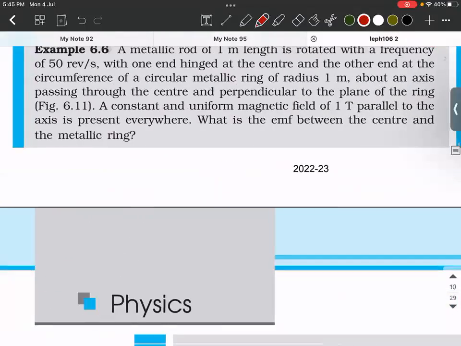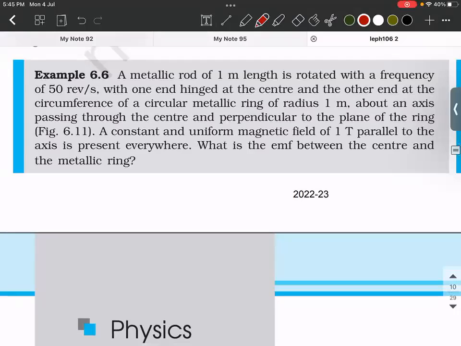So read this question carefully. There is a metallic rod of length 1 meter. And this rod is rotated with a frequency of 50 revolutions per second, or rotations per second, whatever you call it, with one end hinged at the center and the other end at the circumference of the metallic ring of radius 1 meter. Can you try drawing the diagram for this?